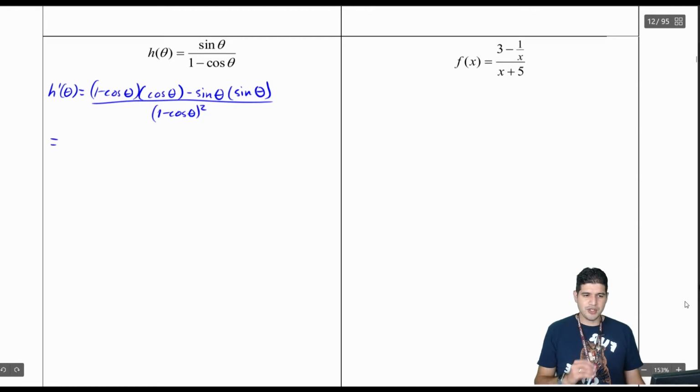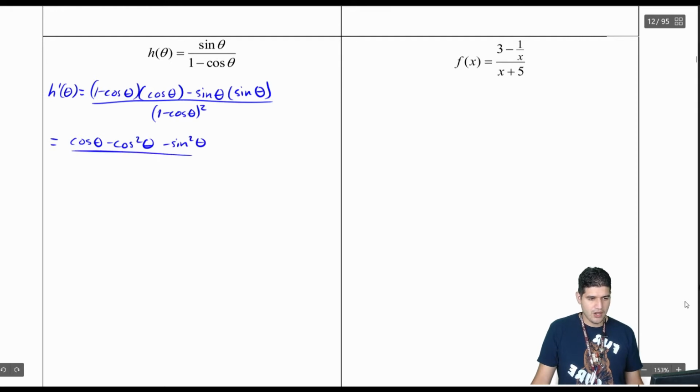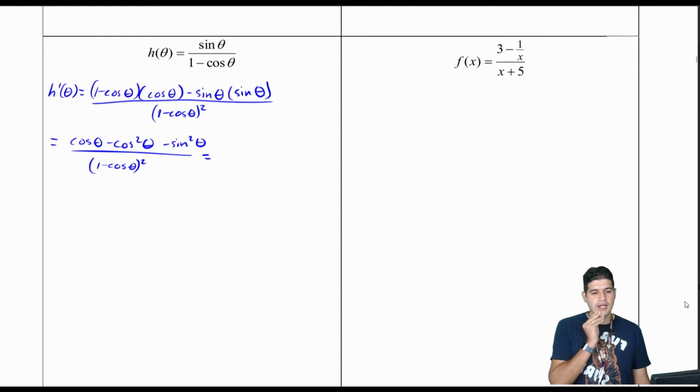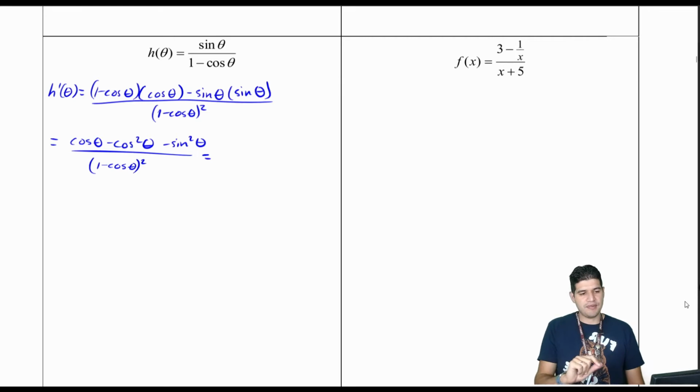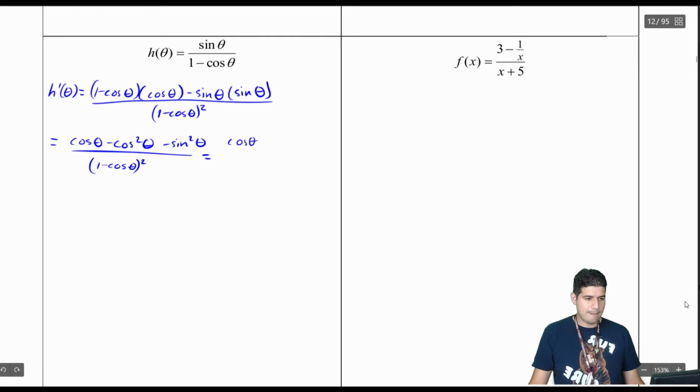All right, there should be some things I can simplify, so I get cosine theta minus cosine squared theta minus sine squared theta, all over 1 minus cosine theta squared. Equals, all right, so in that part right there where it says cosine squared theta minus sine squared theta, I feel like if I factor out a negative, I can simplify this a little bit. So I'm going to do that. So cosine theta minus, and then put some parentheses around that, plus sine squared theta, all divided by 1 minus cosine theta squared.